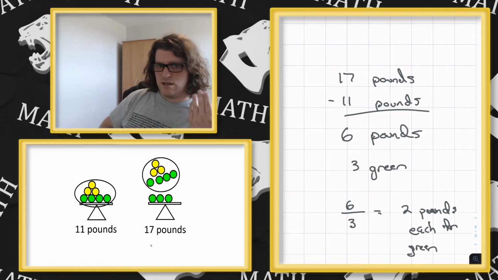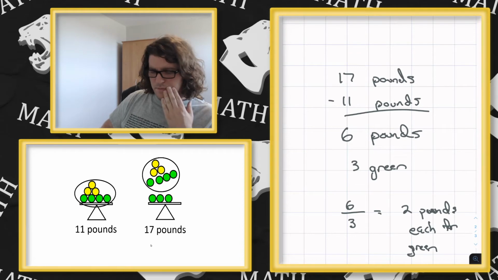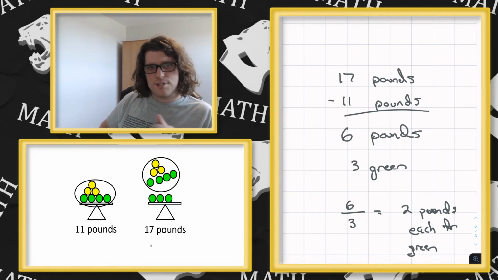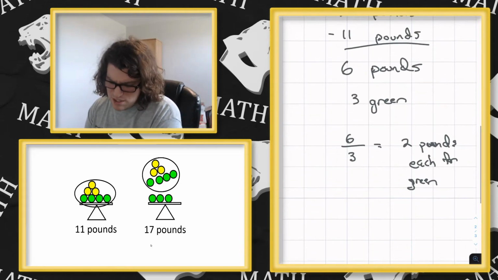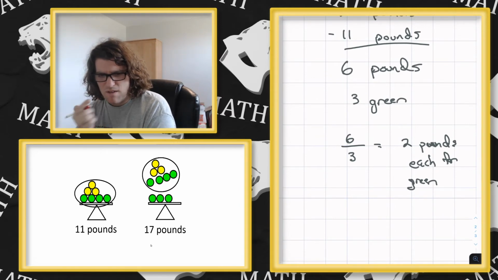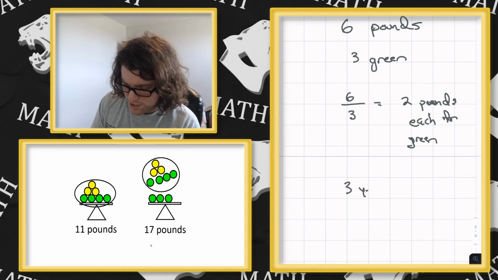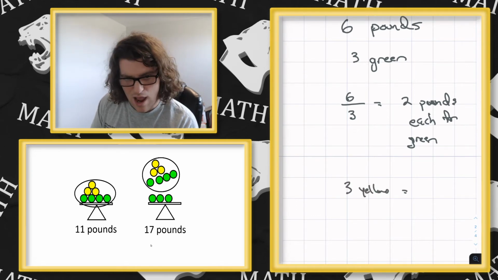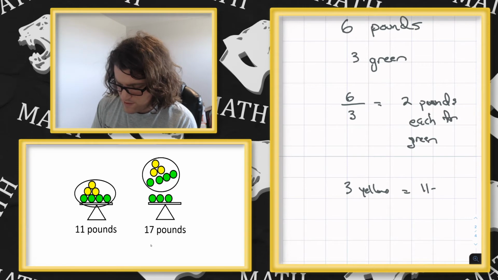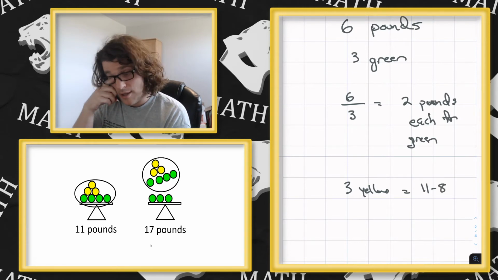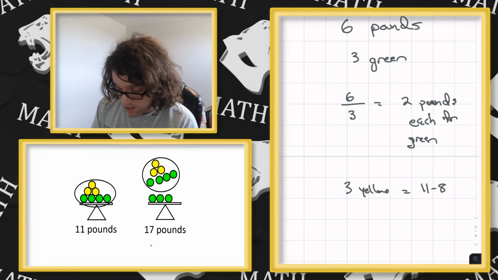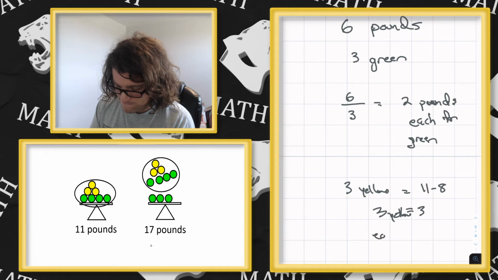And then we can start doing things kind of backwards. I can take the smaller scale on the left and say, oh, well, if each of those green balls is 2 pounds, then I have 8 pounds of green balls. If I take those all away, I have 3 yellow balls that are left there, and I have 11 minus 8 pounds of balls on that scale. So I have 3 yellow, and they're equal to 3 pounds. And so that means that each yellow is 1 pound.